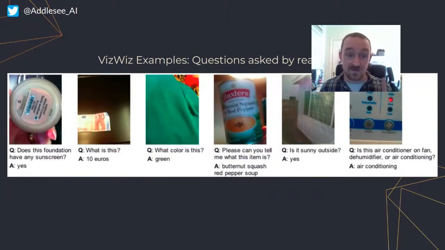The first challenge, an interesting point: there's a data set we decided on the challenges from, and that's the VizWiz dataset. It's a huge corpus of images with questions asked about those images from real users who have visual impairments, with the correct answers. You can see questions such as, does the foundation have any sunscreen? Can you tell me what's in the can? These require reading the text in the image to answer the question, which is not really something that's covered by current research. So that was one of the challenges.